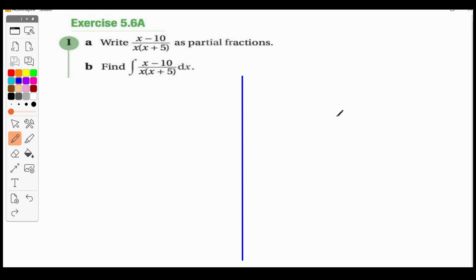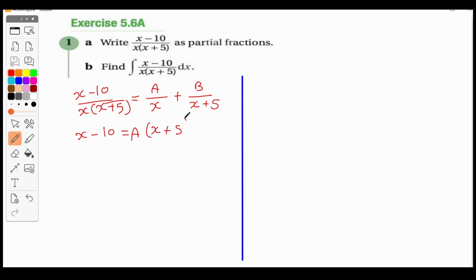Now let's come to the first question here in exercise 5.6. Write this algebraic fraction, x minus 10 over x times x plus 5, as partial fractions. That will be a over x plus b over x plus 5. And again, we need to multiply everything by this denominator, so this denominator will be cancelled. So x minus 10 is equal to, do cross here, a times x plus 5 plus b times x, meaning bx.